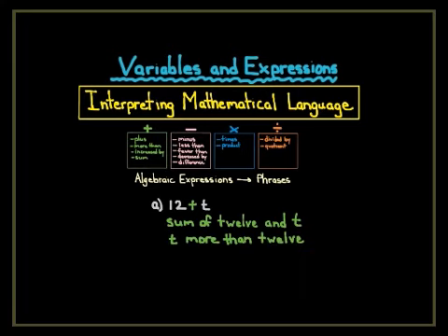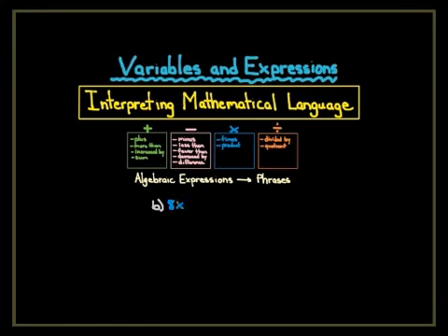Problem B, 8x. Well, when the number and the variable are right next to each other, that's multiplication. So we could look in the multiplication box and it shows two words, times and product. So we could say 8 times x. And if we use the word product, it would just be the product of 8 and x.